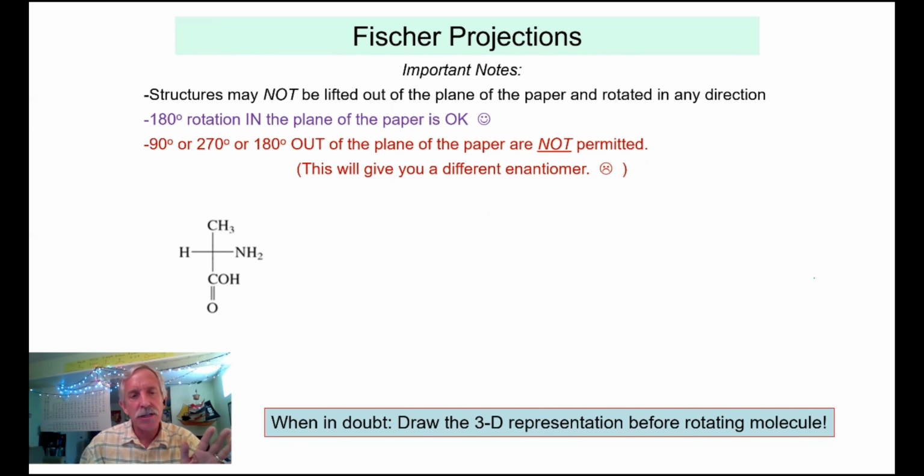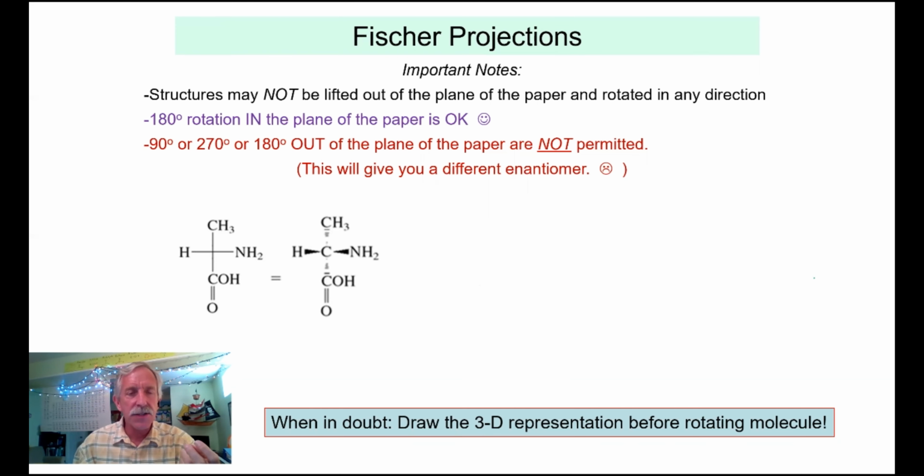A 180-degree rotation in the plane of the paper, meaning turning this CH3 all the way up and down, that's okay. 180 degrees is okay. And to show you it's okay, let me show you that this molecule is known as S-alanine.